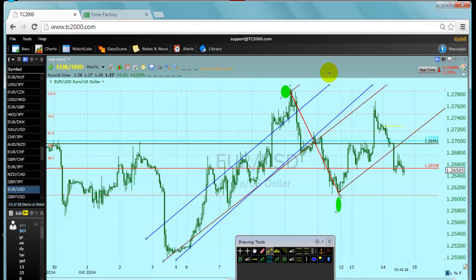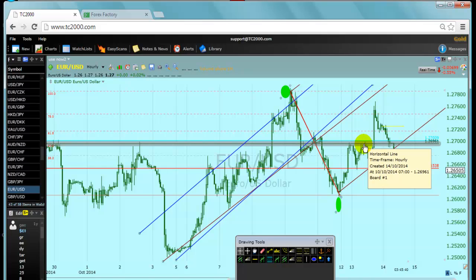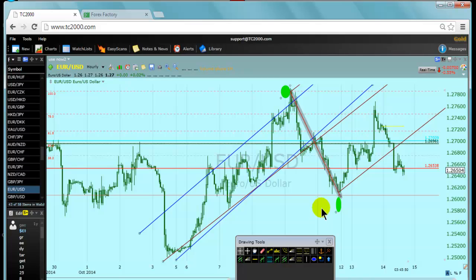See the blue channel, roughly. The price was in that channel. Okay, so the price came out of that channel 1, 2, 3. Instead of finding a resistance here, there is a better resistance. That's why I say to traders, we are trading the price, not the indicators. We are using the Fibonacci, but we are not trading the Fibonacci, we are trading the price.